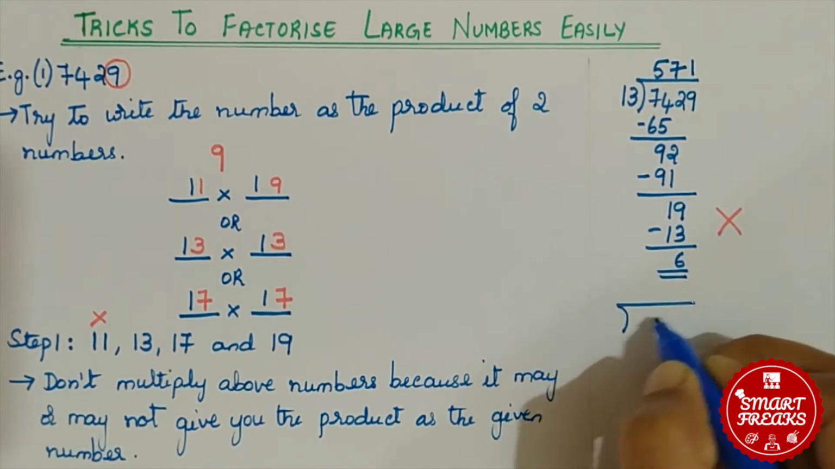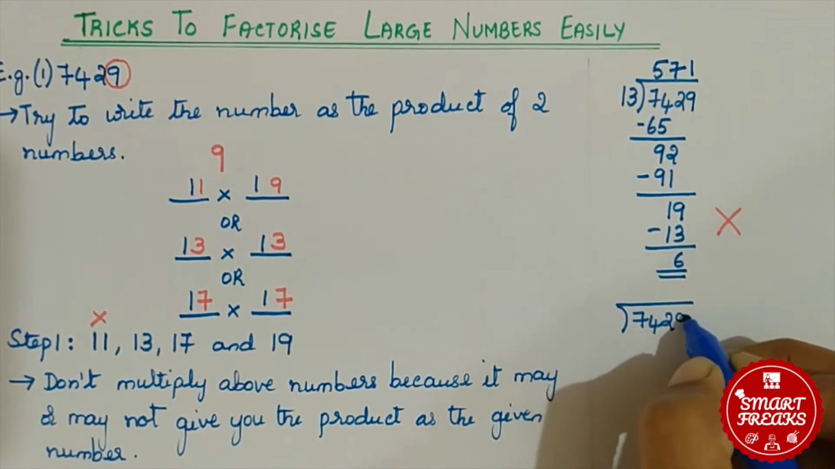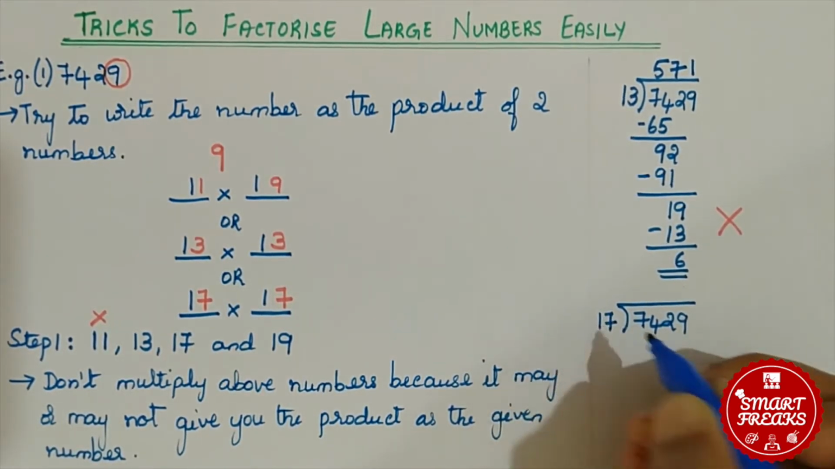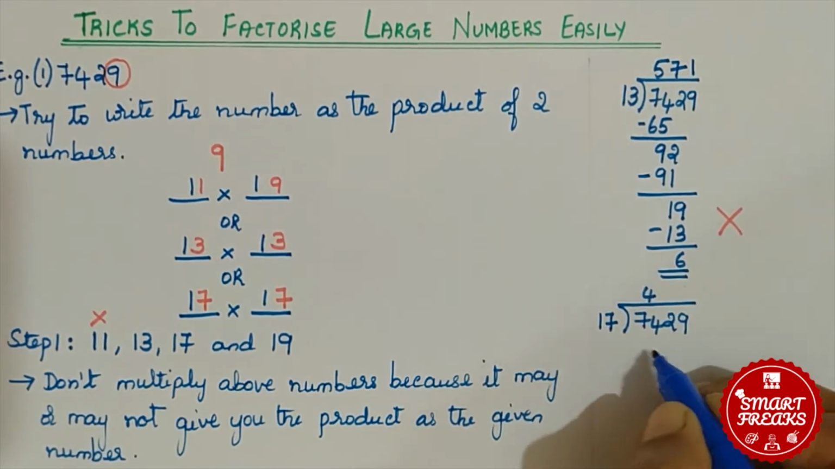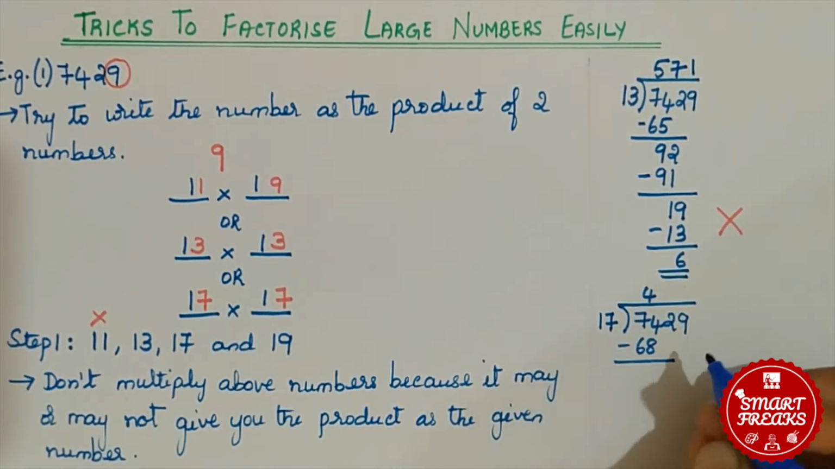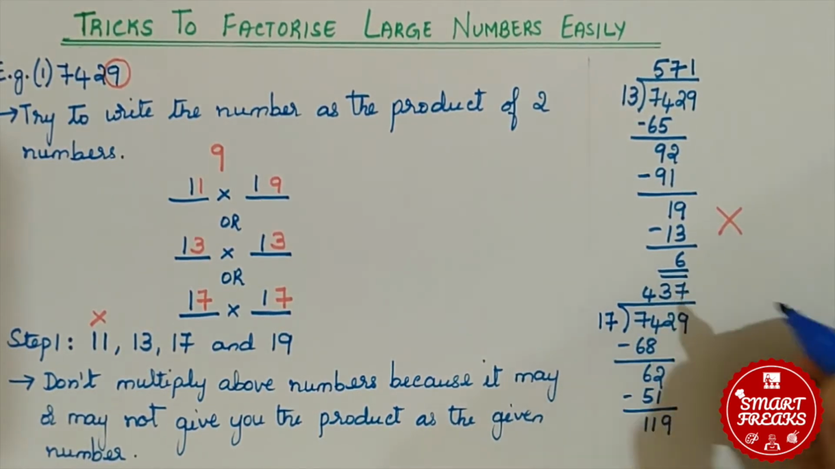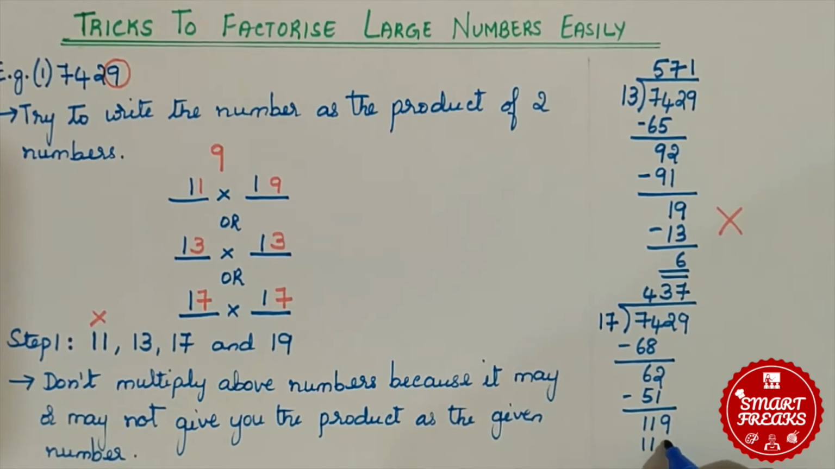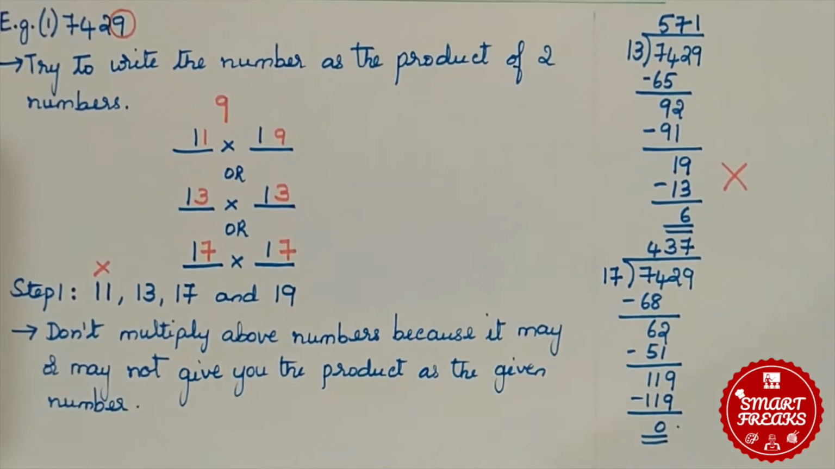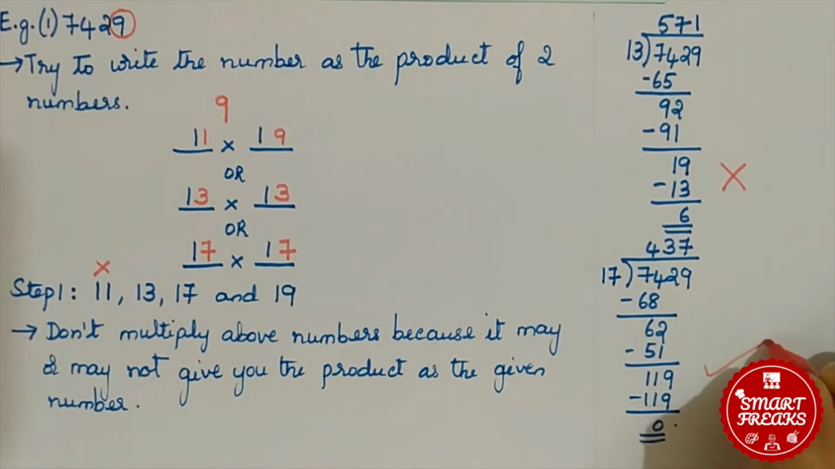So that is 7429 divided by 17. 17 fours are 68. Subtract, we get 6. Bring 2 down. 17 threes are 51. Subtract, we get 11. Get 9 down. 17 sevens are 119. Subtract, we get remainder 0. That means the given number is divisible by 17.